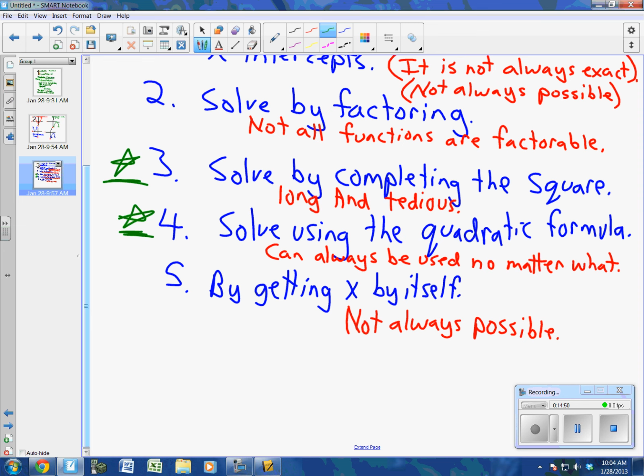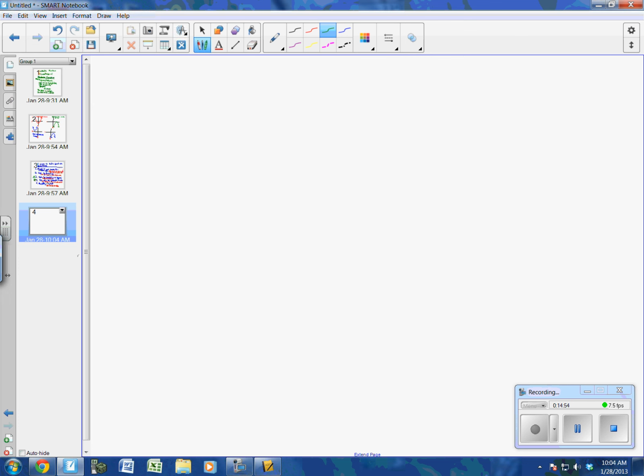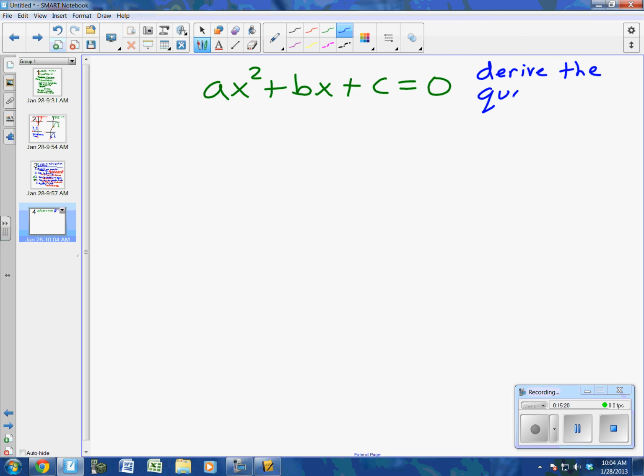Do we have that? Okay, now, I want everybody to write this down. ax squared plus bx plus c equals 0. And we're going to complete the square on this. Okay? We're going to derive the quadratic formula. So everybody write this down. Derive the quadratic formula.